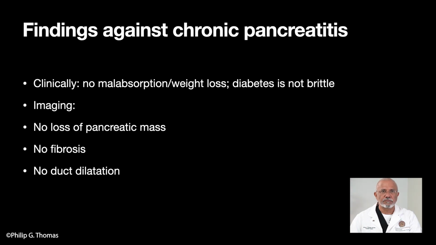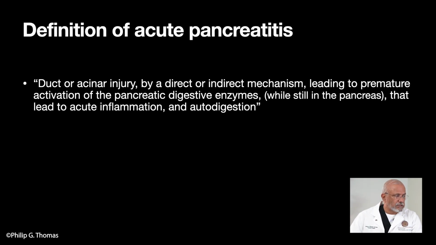chronic pancreatitis. The definition of acute pancreatitis is duct or acinar injury in the exocrine pancreas by a direct or indirect mechanism leading to activation of the pancreatic juice, which then results in inflammation and autodigestion of the pancreas and surrounding tissues in the retroperitoneum, because pancreatic juice can leak out of the ductal system into the retroperitoneum.